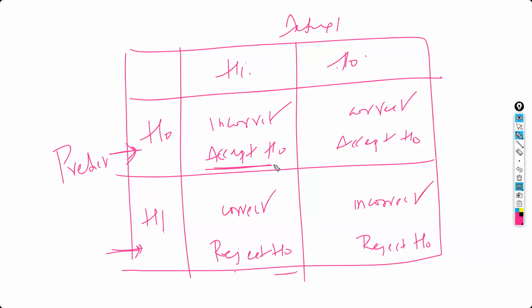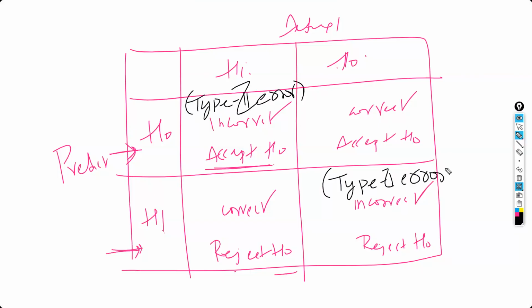Now, incorrect acceptance of H0, wherever it is located, is called type 2 error. Whether it is in the second cell or the third cell, wherever it is, it is called type 2 error. Incorrect acceptance of H0 is called type 2 error. Incorrect rejection of H0 is called type 1 error, wherever it is located.